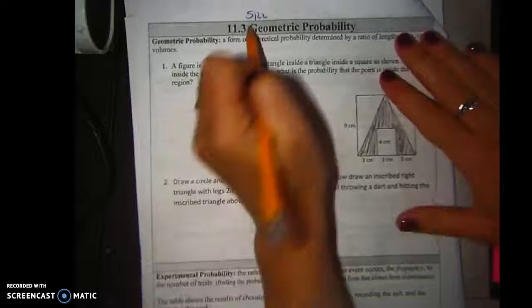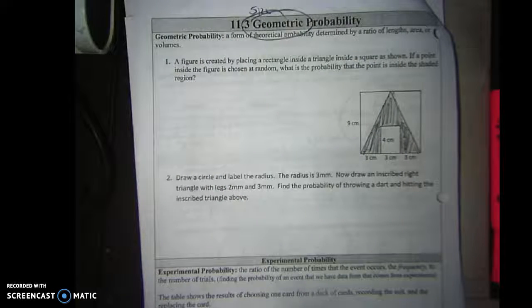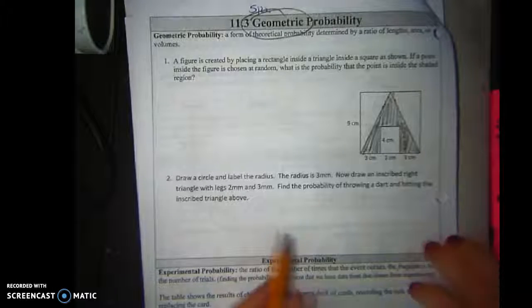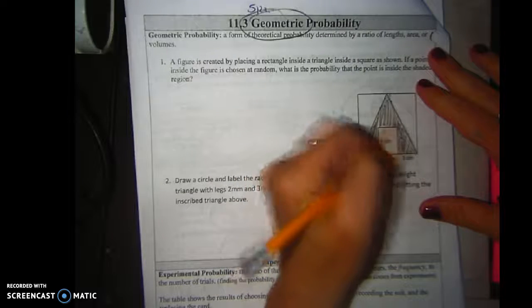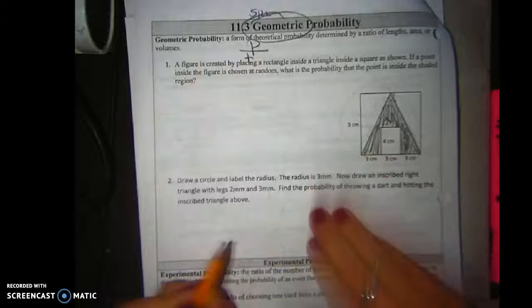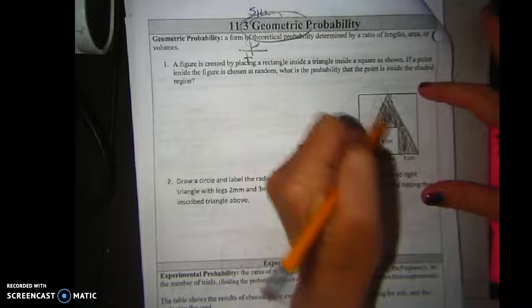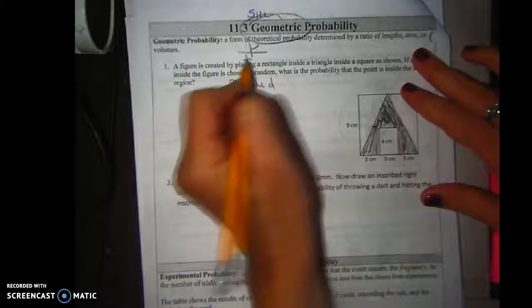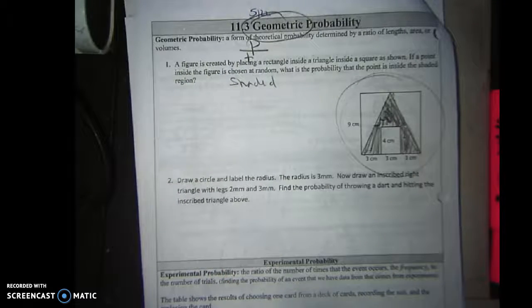Okay, so now we're doing geometric probability. It's the same thing, it's just that you're using geometry to find it. So why don't you guys read it to yourself? Okay, so you're trying to figure out the probability of just getting the shaded part. If you remember, probability is the part over the total. So the part we're talking about is the shaded. So I'm saying I want the shaded over the total, where the total is the whole darn thing.